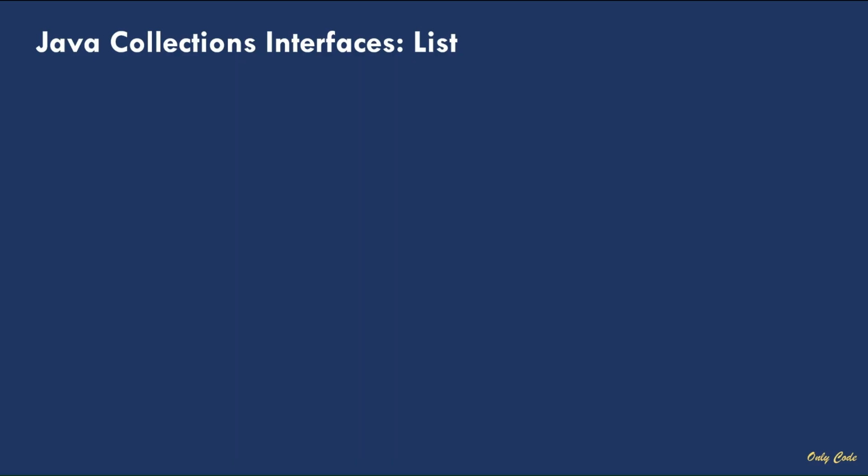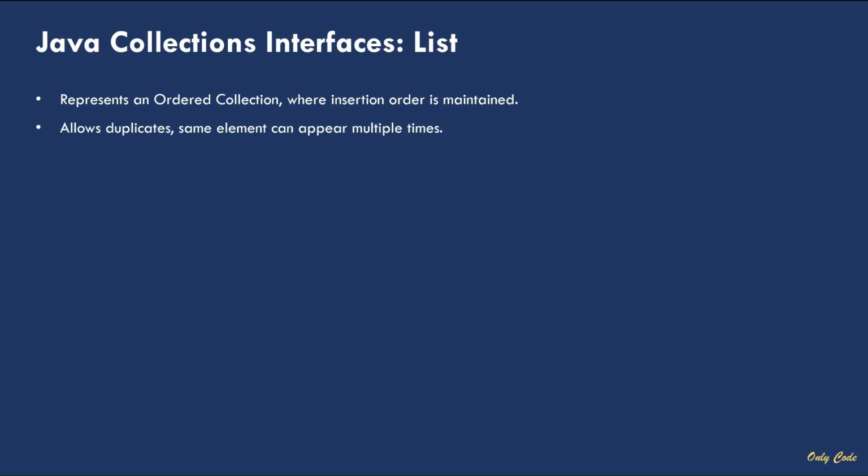List interface. List interface represents an ordered collection. This means elements are stored in a specific order and the order of insertion is preserved. List allows duplicates, meaning multiple occurrences of the same element are allowed. The key feature of a list is that it provides indexed access to elements. This makes it easy to retrieve, modify, or remove elements based on their index.